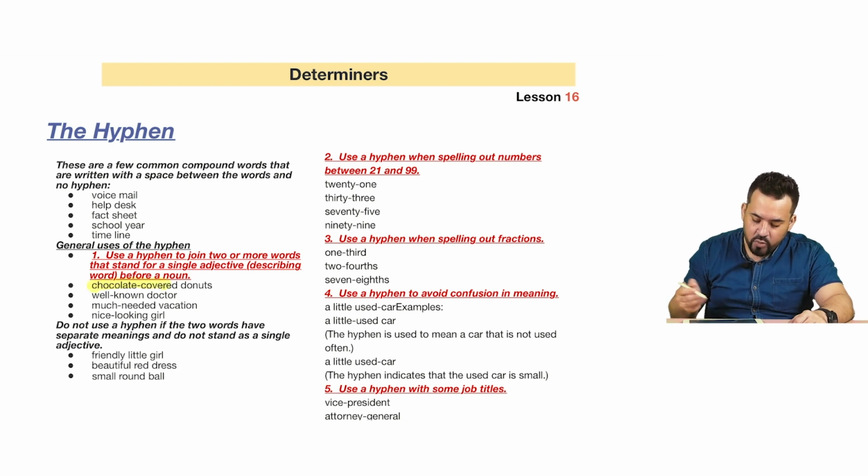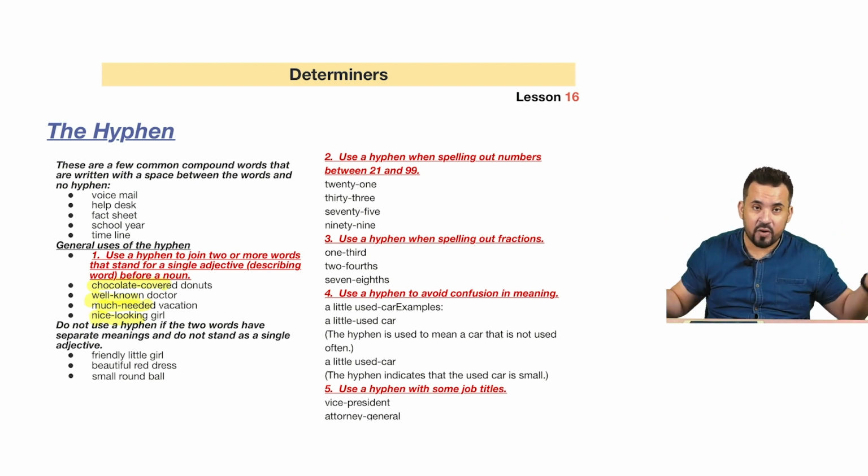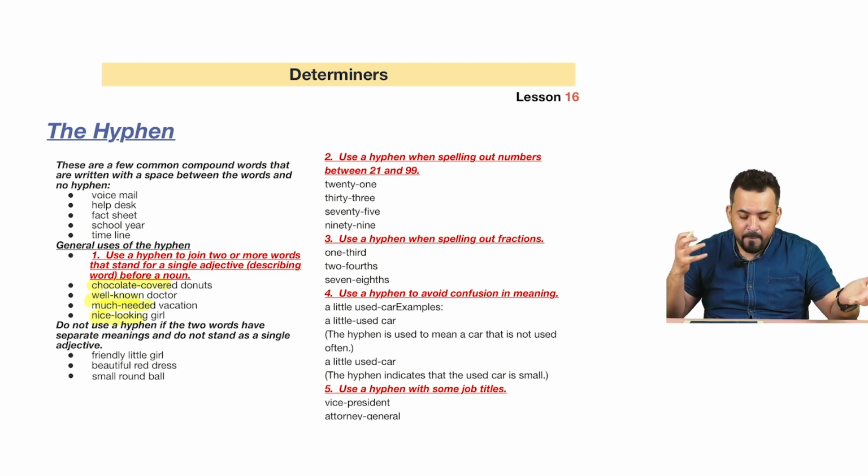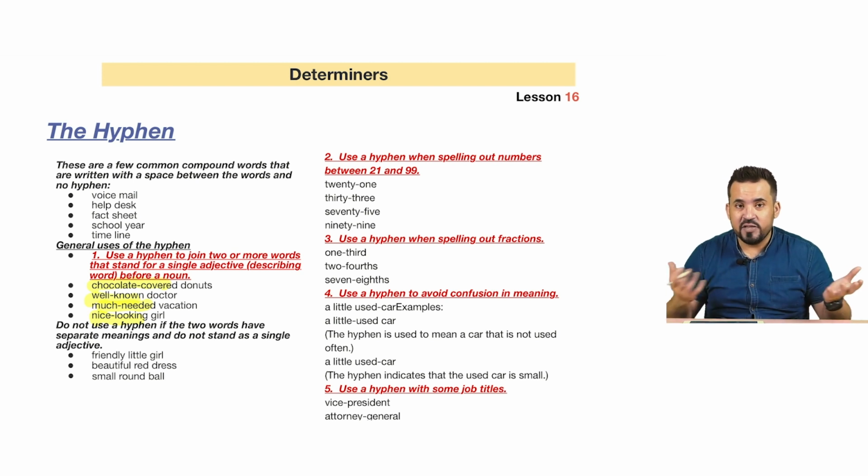Chocolate-covered donut, well-known actor, much-needed vacation, nice-looking girl. So those are compound adjectives. We use those two to make one adjective. Like chocolate-covered, it means covered with chocolate. Well-known, it means popular or famous. Much-needed, it means really needed. Nice-looking, it means beautiful.